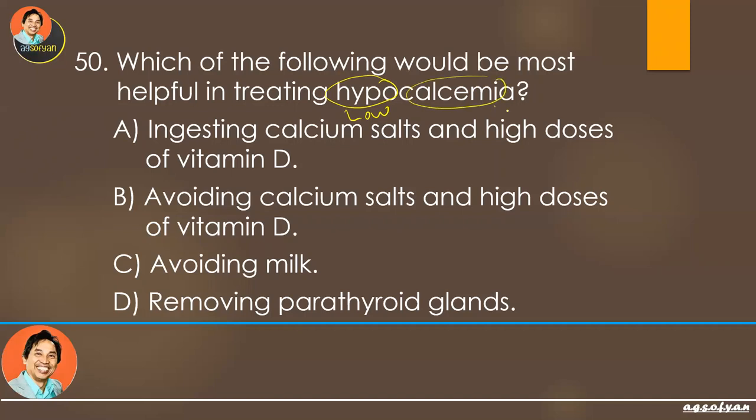Hypocalcemia means low calcium in our blood. It is dangerous, sometimes causing our bones to become fragile. We need more calcium in this condition. So what can we do? A, B, C, or D.